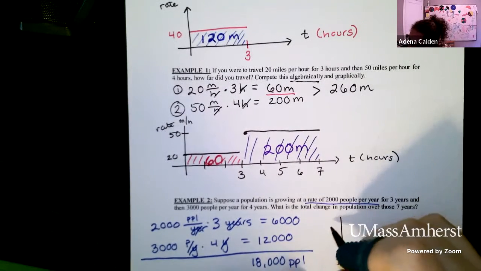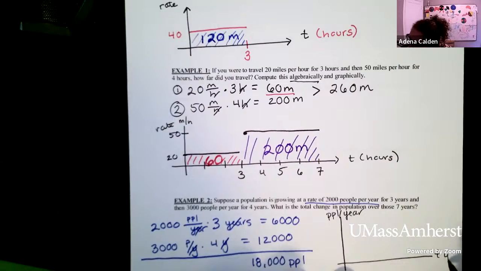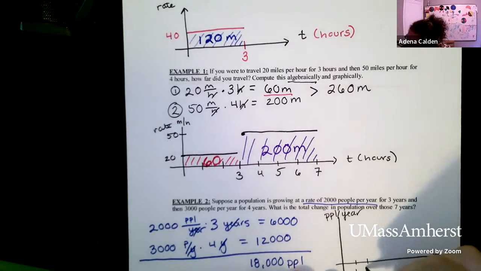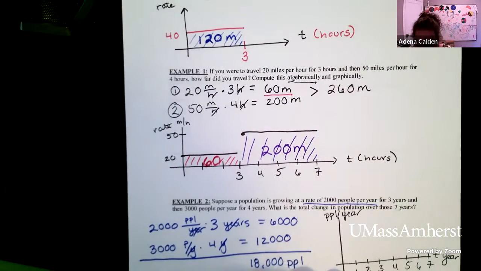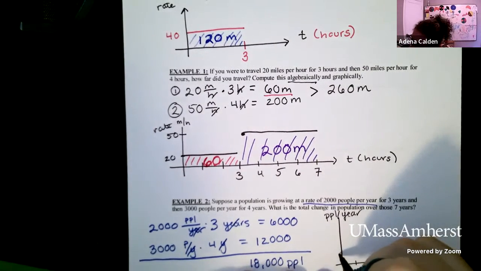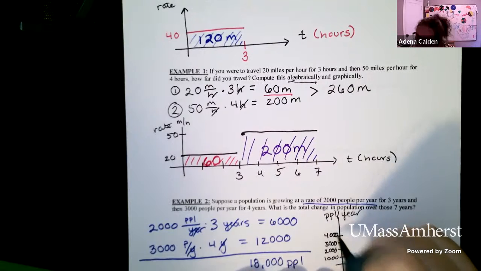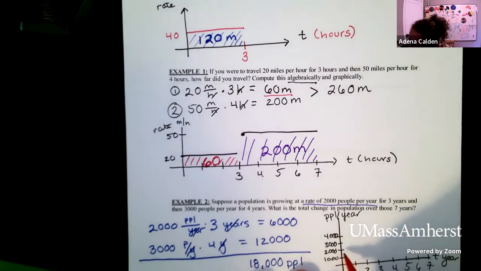Okay, so we have our rate, which is people per year. We have our time, which is in years. We know we're looking over a 7-year period. And we know that our rates are in the thousands. So we have 1,000, 2,000, 3,000. We'll put 4,000 on there for good measure. So for the first part of the growth, it was 2,000 people per year. That's our rate. And we did that for 3 years.